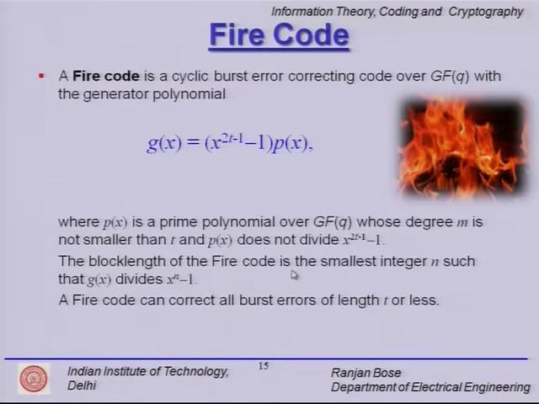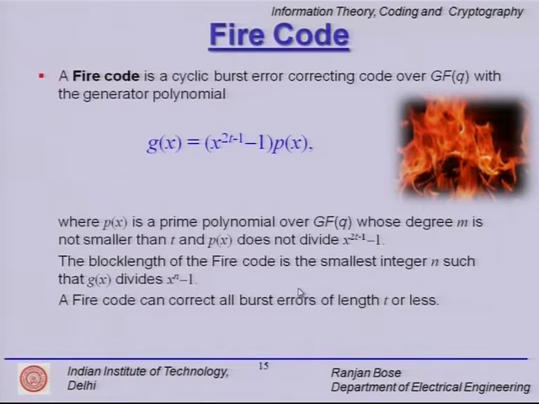The block length of the Fire code is the smallest integer n such that g(x) divides x^n - 1. Okay. So, you have to construct this Fire code. This is the mechanism of how to construct it. But the beauty is that a Fire code can correct all burst errors of length t or less. A burst of error of length t means that the first and the t-th error bits are definitely in error, and the remainder may or may not be in error.